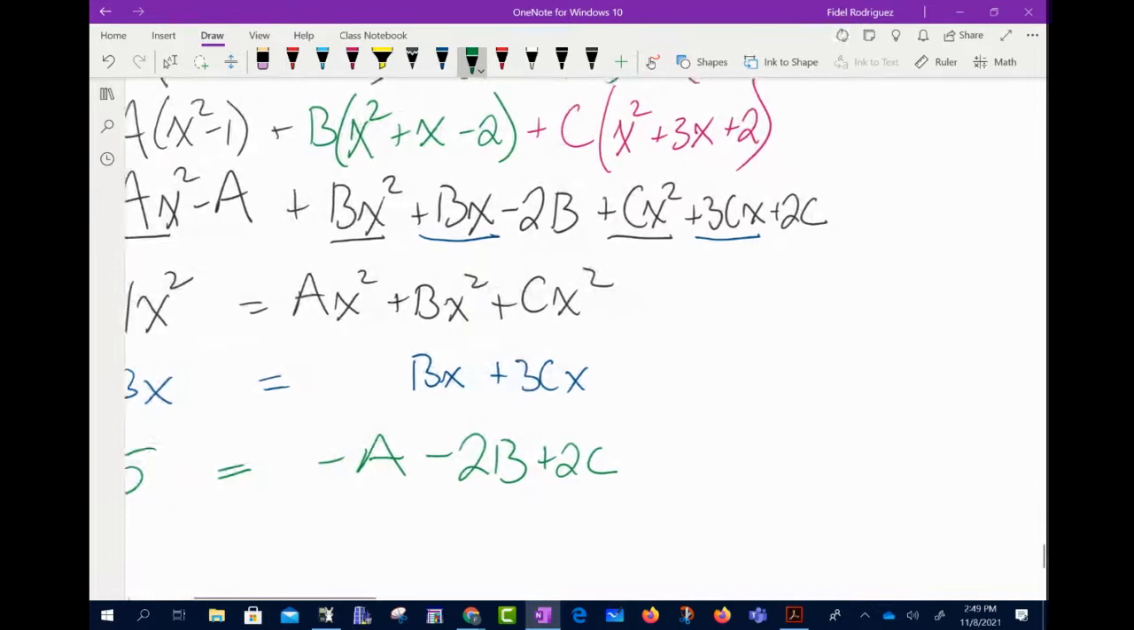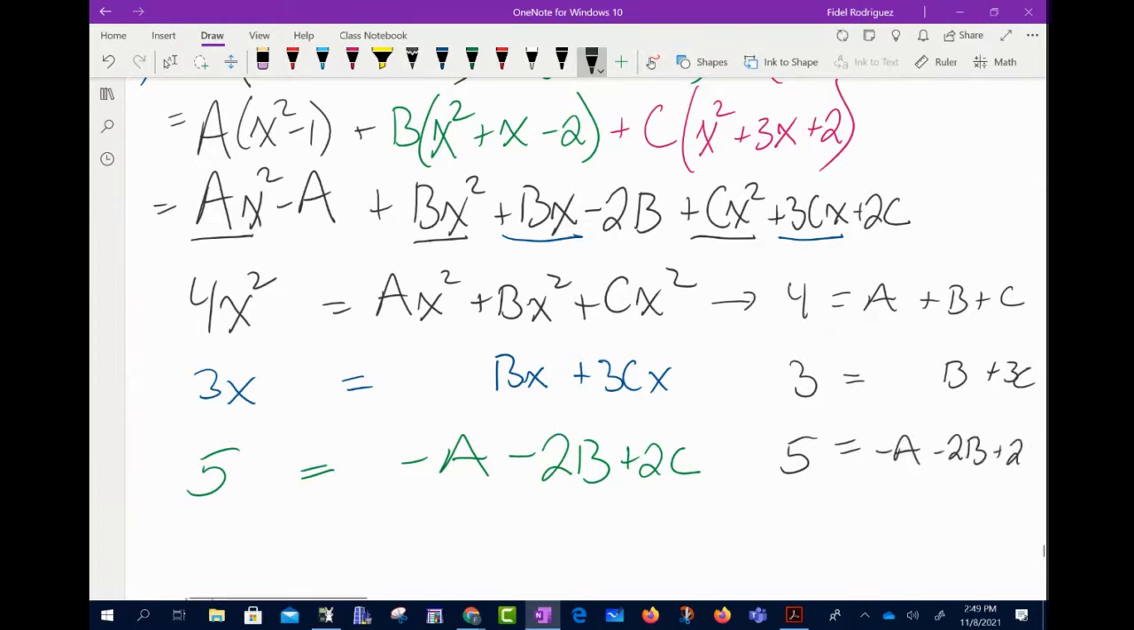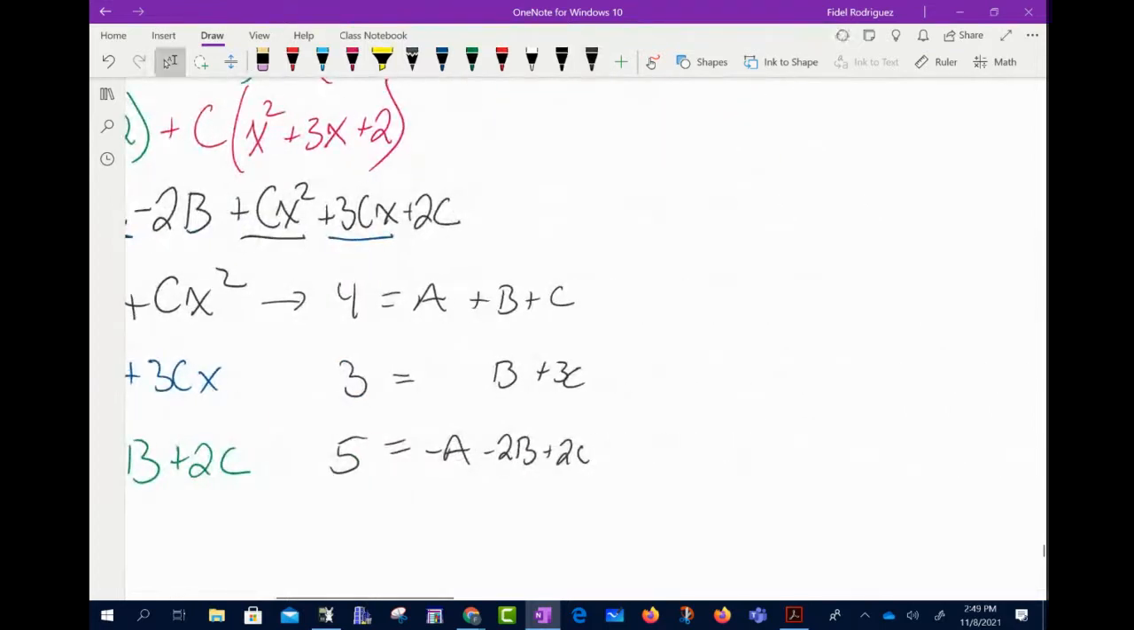All right. So y'all, what I'm going to do now is this over here on the side, I'm going to write out my system. So this means that 4 equals A plus B plus C. 3 equals B plus 3C. And 5 equals negative A minus 2B plus 2C. Okay, so what we need to do here, y'all, we need to see if we can solve this system of equations. So remember what we said we could do. We can solve one equation for another. We can start eliminating some of the variables. Just by looking at this equation, y'all, would we be able to eliminate A's or B's just by adding any equations together?